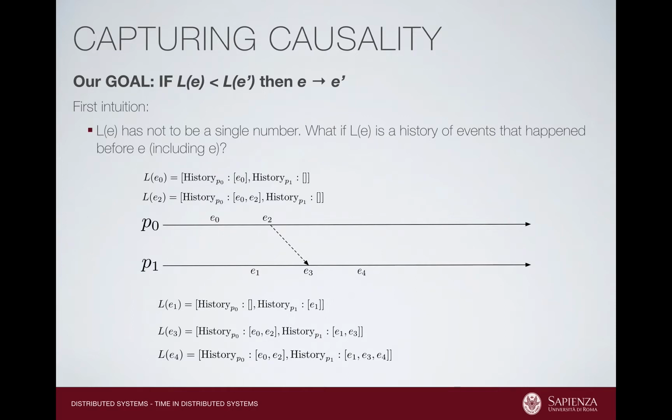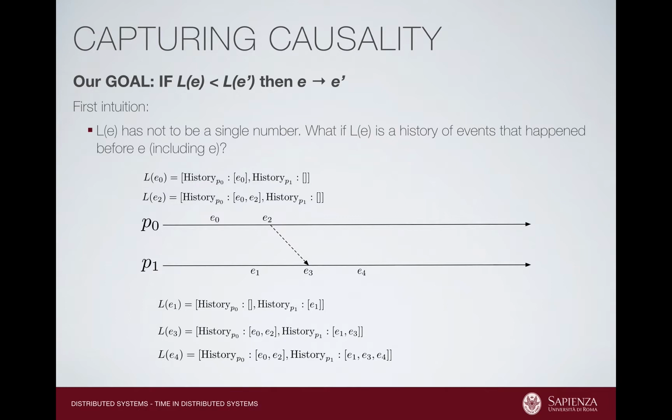Now is to find something to timestamp events such that if one timestamp is less than the other, then we can actually say that there is a happened-before relationship between the two events. And the first intuition, about vector clocks, is something that is usually explained to you as a vector of numbers.